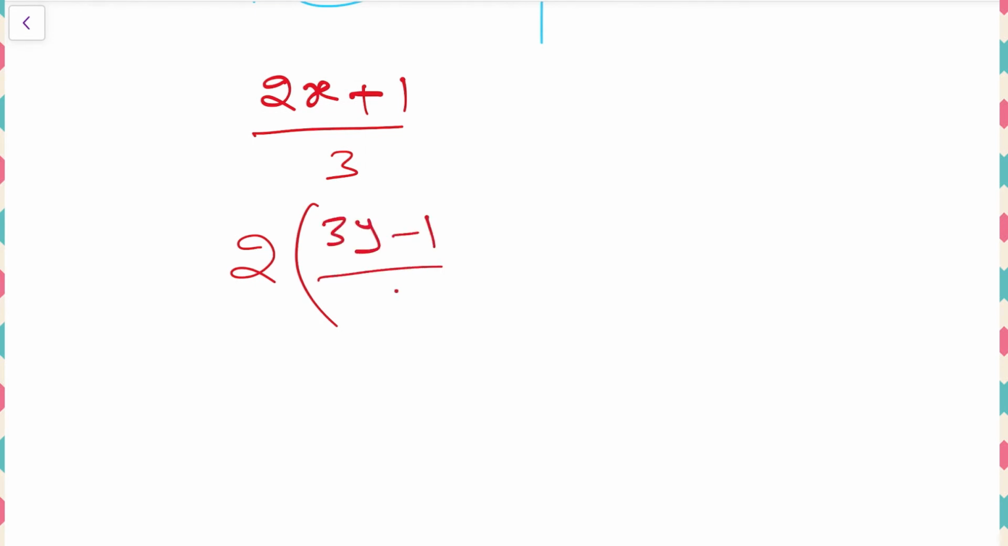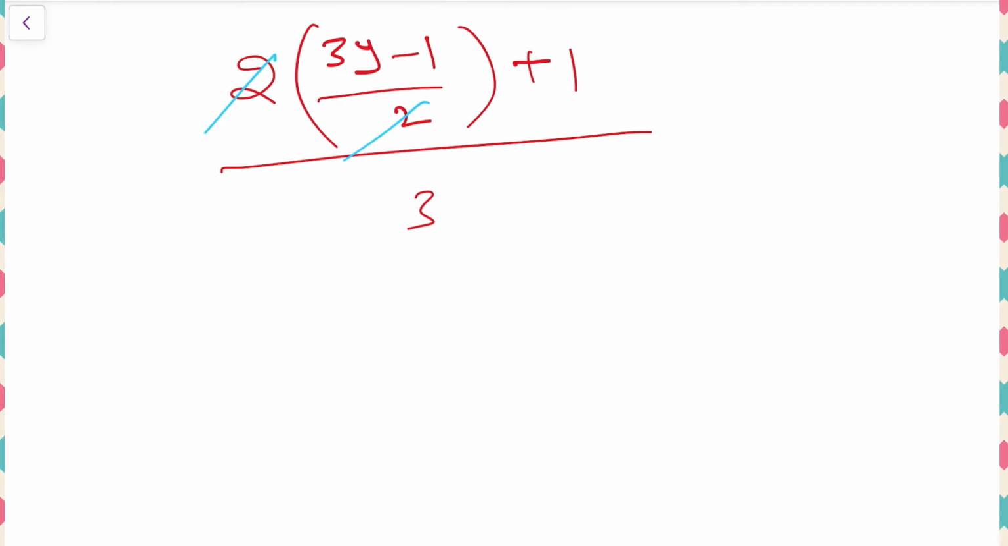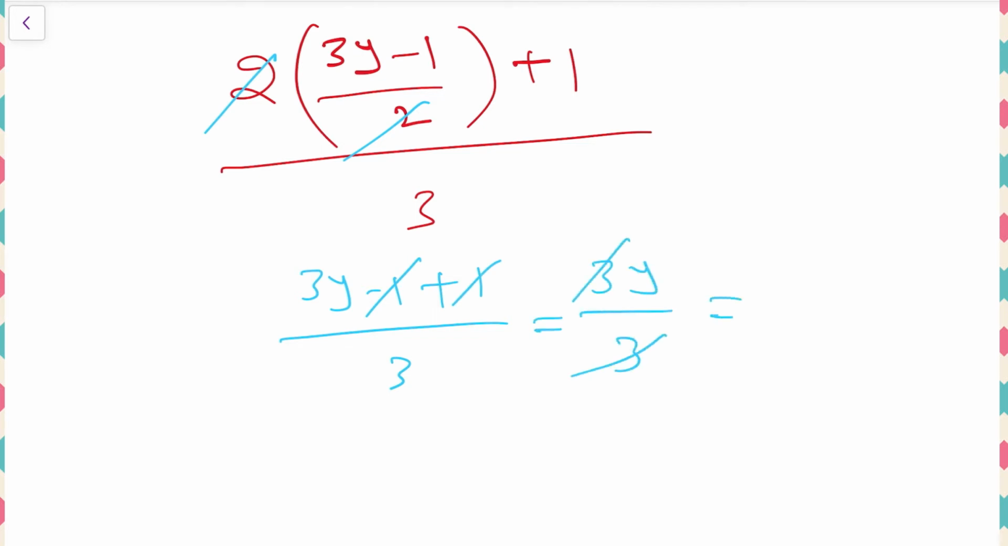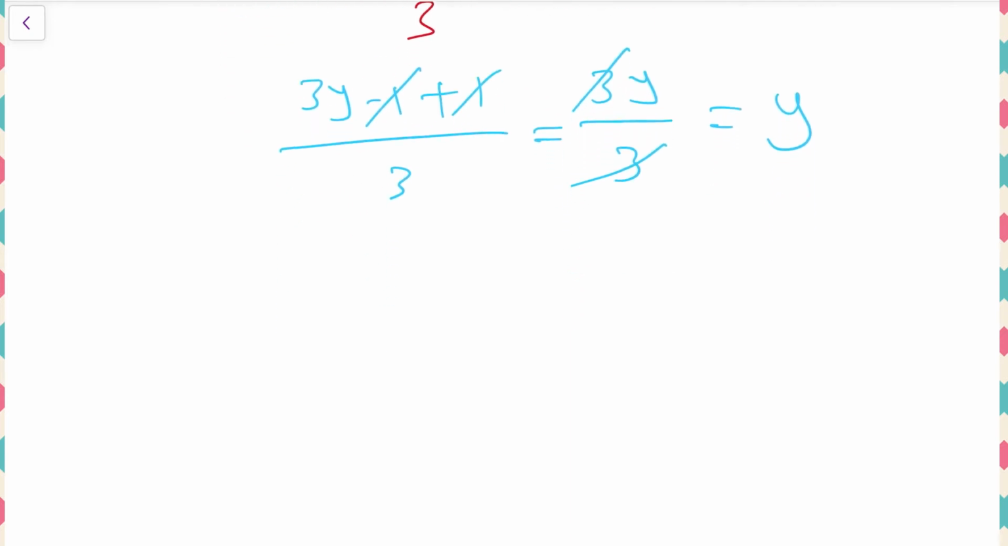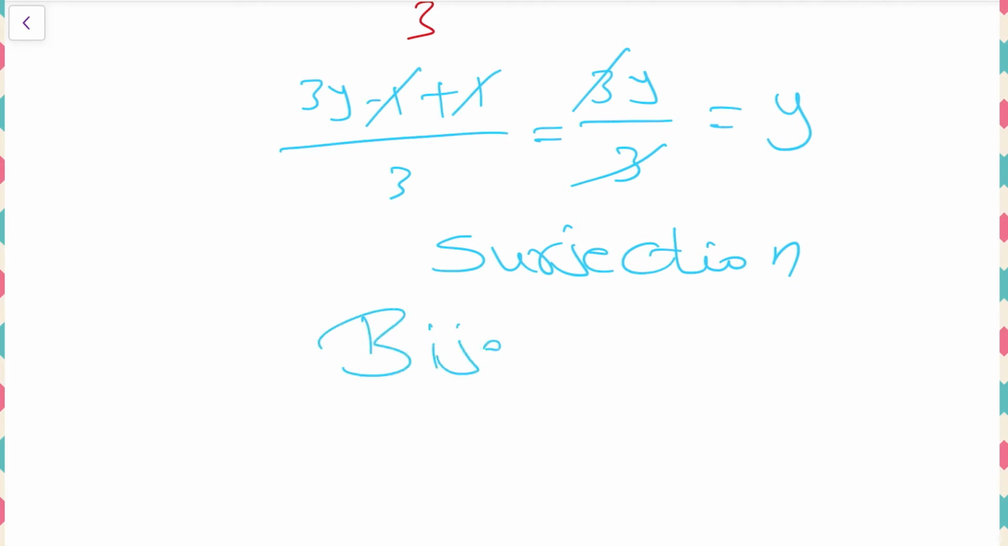(3y minus 1) by 2, this plus 1 as it is, whole divided by 3 again. Here 2 will get cancelled. So we remain with (3y minus 1 plus 1) divided by 3. Minus 1 plus 1 cancel. Then we get 3y by 3. 3 also cancels. Then we remain with y. If the answer we got is y, then this is a surjection, nothing but onto function. So this is an injection as well as surjection. So if it is satisfying both, then this is also a bijection.